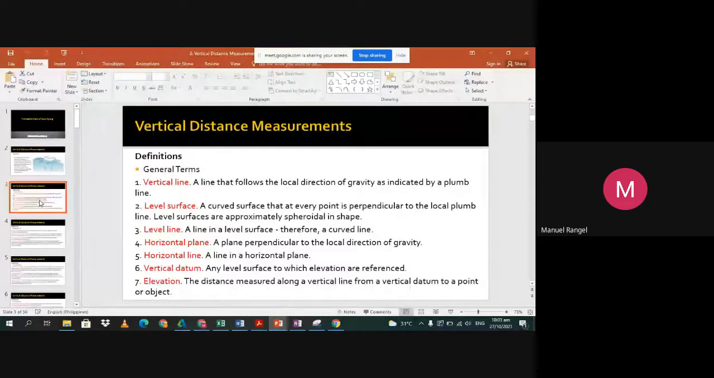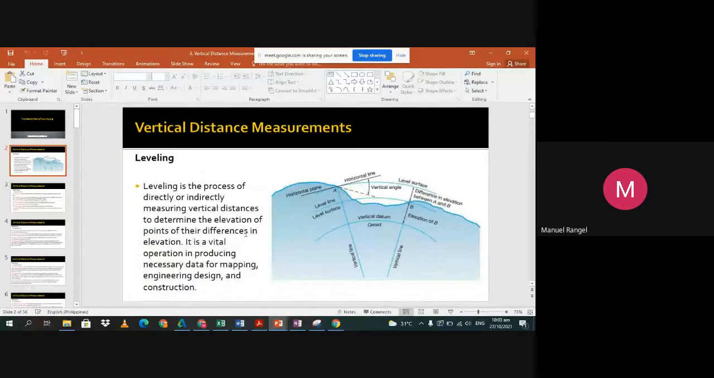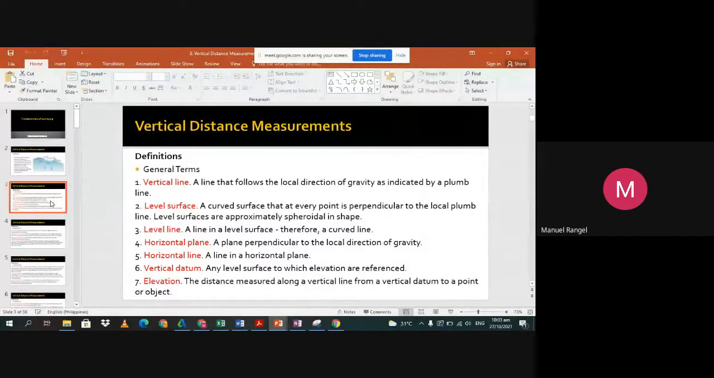Then the horizontal plane is the plane perpendicular to the local direction of gravity. So if gravity is moving towards the center, the perpendicular to it is called the horizontal plane. The horizontal plane is always perpendicular to the vertical lines, so it depends on your location. Okay, next is the horizontal line, a line in a horizontal plane.